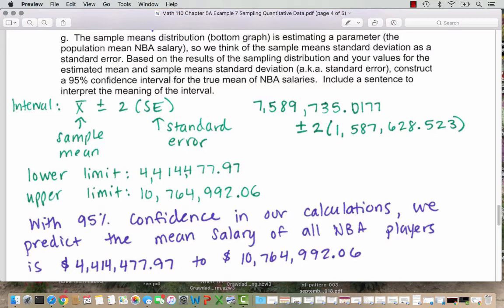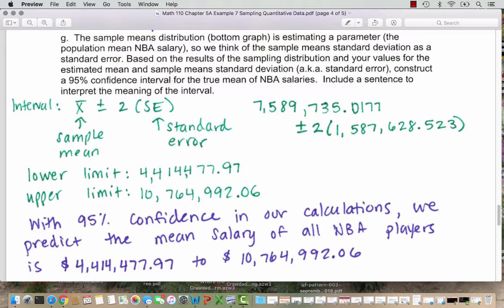In this case, we're going to use a sample mean and standard error given to us from StatCrunch. So my calculations over here are using the values I recorded on this sheet. So I start at my sample mean of 7,589,735.0177. So that's the sample mean NBA salary. And then we add and subtract 2 times that standard error. So I multiplied 2 times the standard error first, and then I add and subtract. And so that gave me the lower limit of $4,414,477.97 and an upper limit of $10,764,992.06.